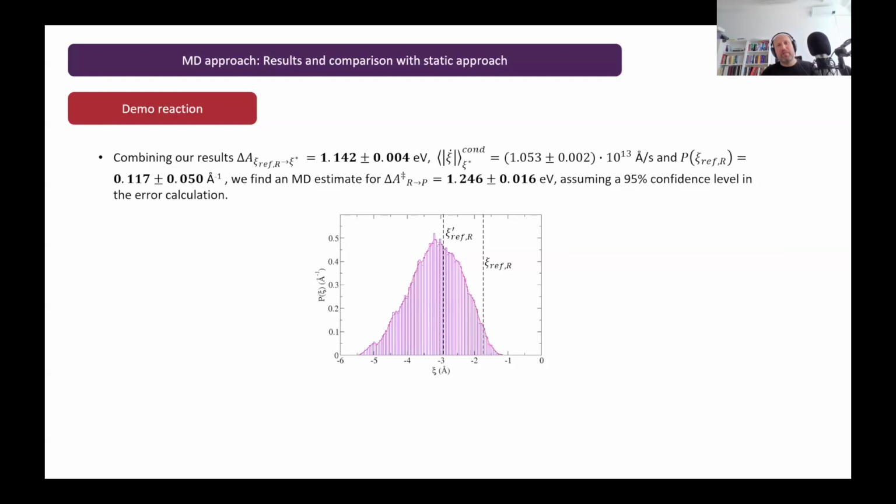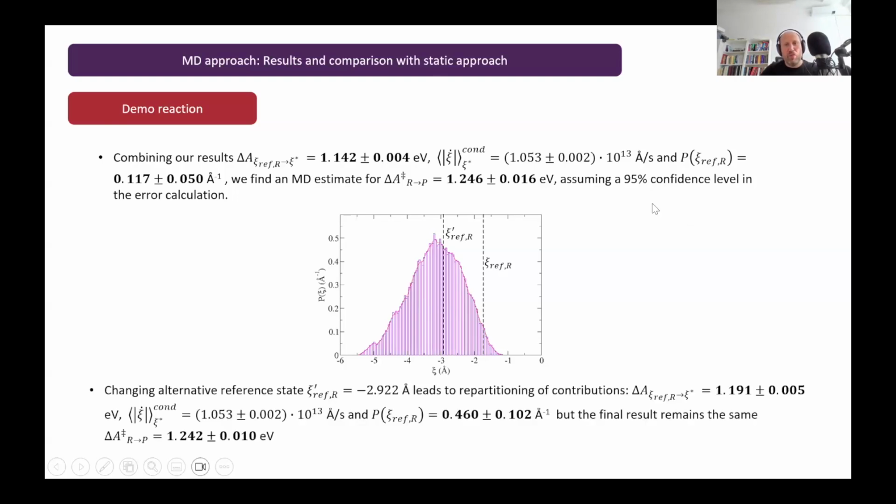All right, so imagine we have done that, we computed all the ingredients we needed, so now we can put them together and obtain the result. So here it is. This is my molecular dynamics result for activation free energy. This is the statistical error that I computed, assuming 95% confidence interval. Now, how does it compare with alternative choice of reference reactant state, Xi prime? Okay, so here we are. So we see some repartitioning of individual contributions. So we see that, for instance, reversible work is 50 meV higher than before.